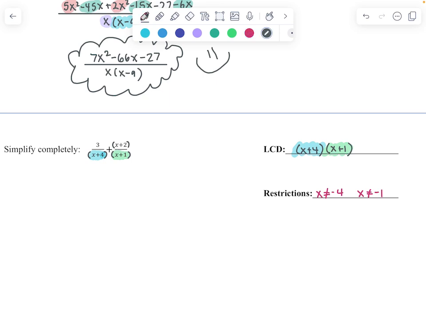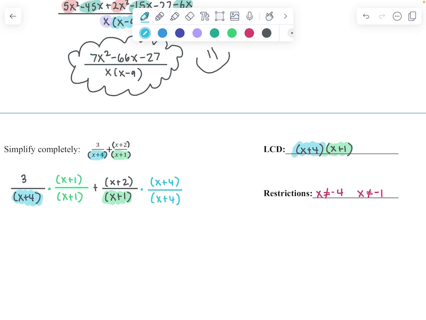All right, our next step is write out our fractions. So this denominator is missing the x plus 1, so we need to multiply top and bottom by the x plus 1 to get your least common denominator. Now we write out our second fraction, x plus 2 over x plus 1. In this case, our denominator is missing the x plus 4, so we multiply top and bottom by x plus 4. They now have common denominators, so we need to do our multiplying.